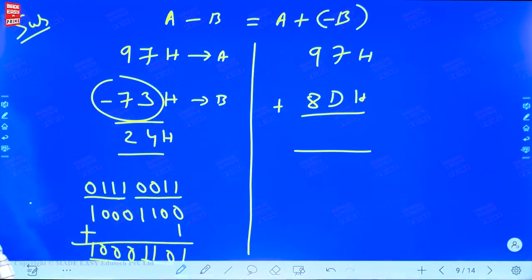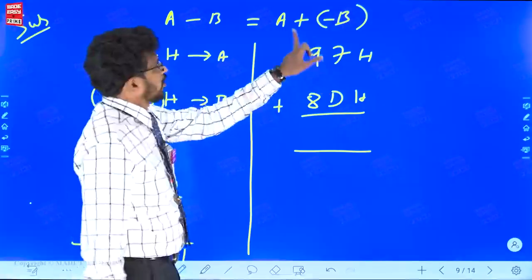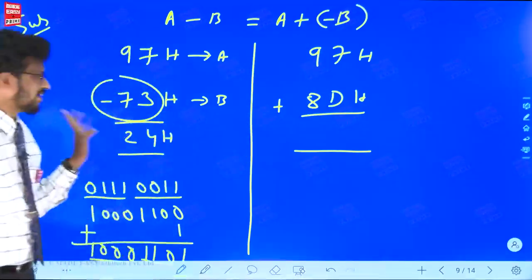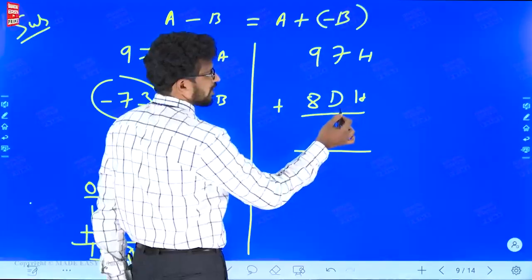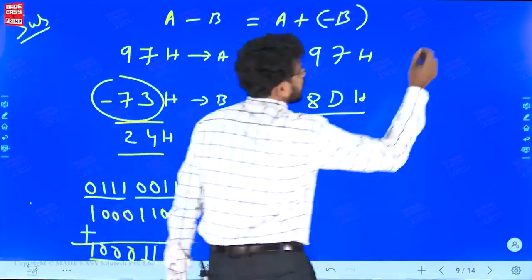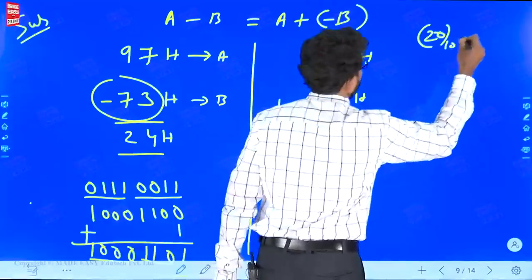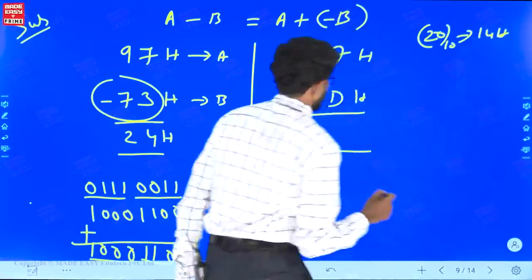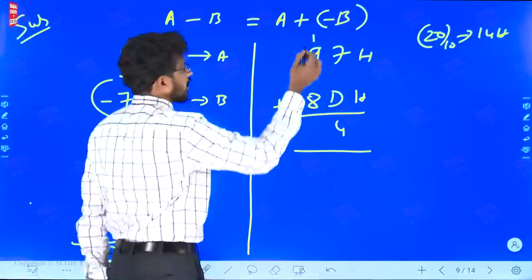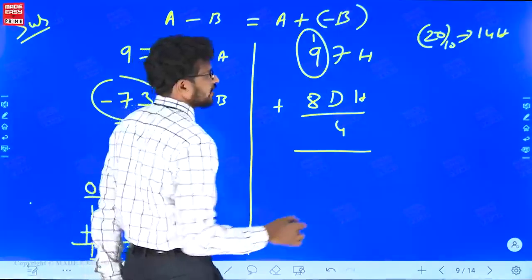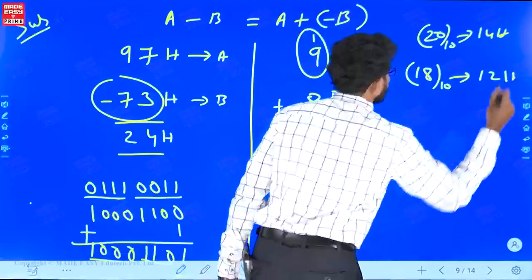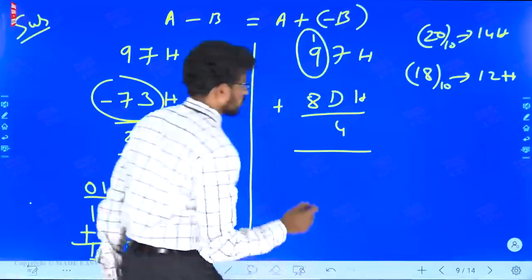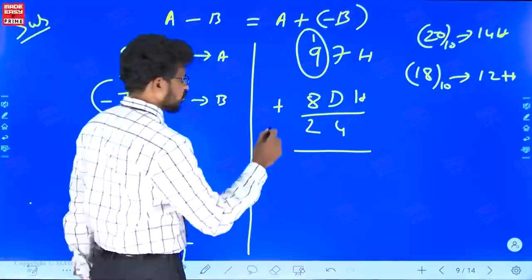Okay, fine. What's the answer now? You're adding the negative value of 73. So tell me, what's the answer? 7 plus D. D means 13, plus 7 is 20. 20 is a decimal. How do you convert it to hexadecimal? 14H. So 4, 1 carry. 10 plus 8 is 18. 18 is a decimal value. You write it as 12H in hexadecimal. So this is 2 and this is 1.